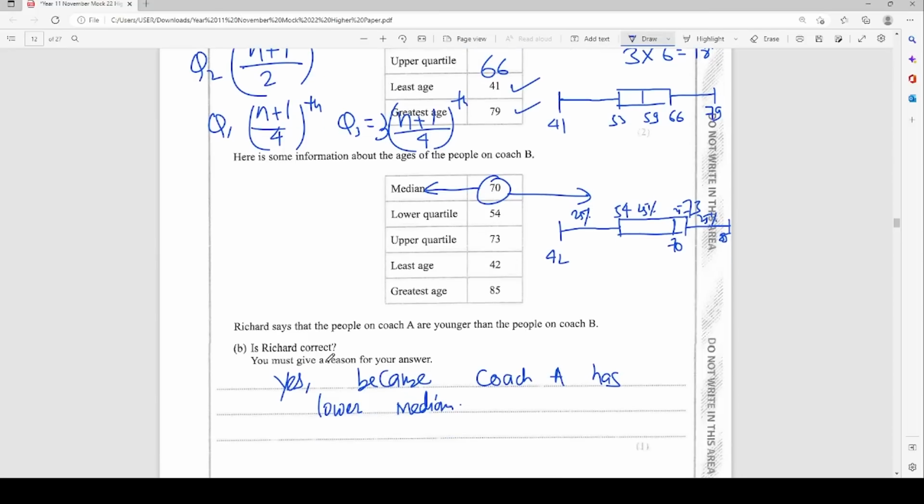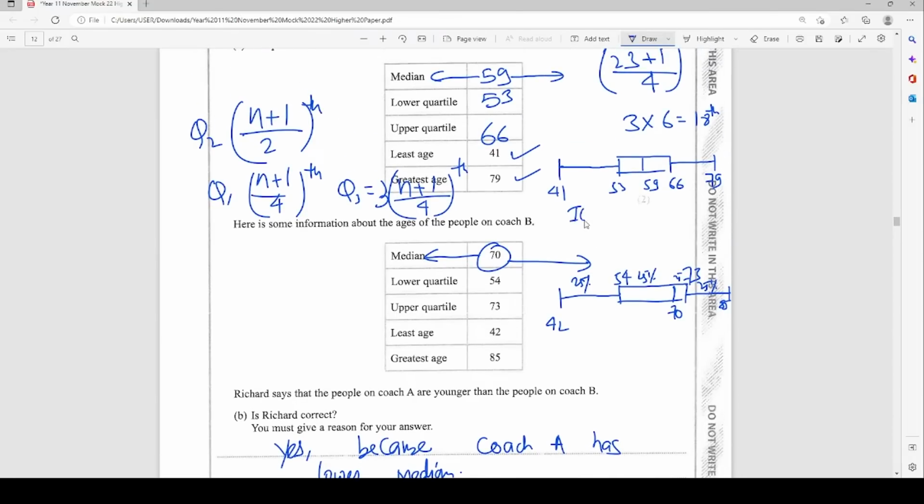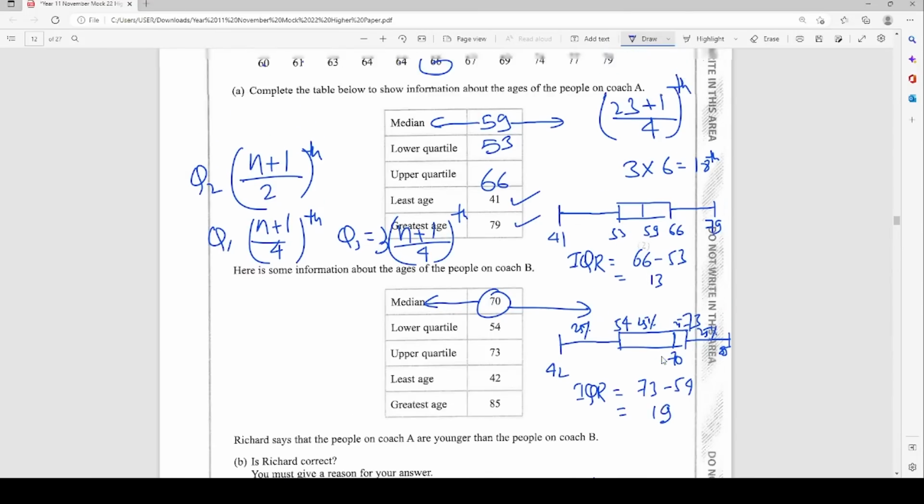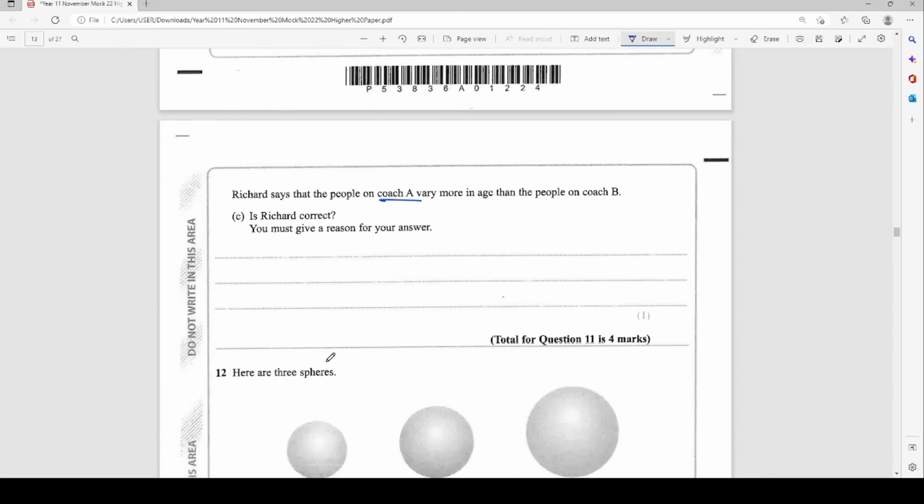So my answer would be, if I try to find the interquartile range, the IQR, the IQR is going to be here 66 minus 53, which is basically 13. But in case of coach B, the IQR is going to be 73 minus 54. So this is a very interesting question where you are actually doing analysis. This comes out to be 19, so the IQR is huge here. It means the data are more varied. So Richard is definitely not correct here, because coach A has lower IQR. Lower IQR means the data are quite similar. It doesn't mean that they are more varied, they are actually more similar.